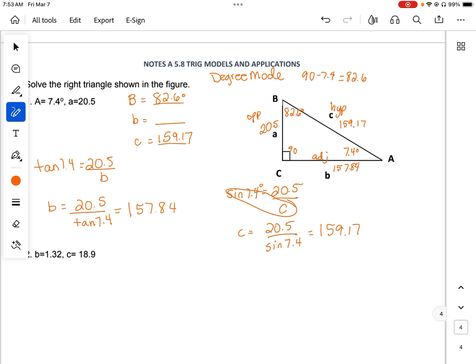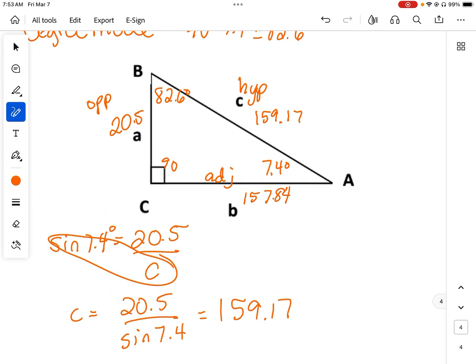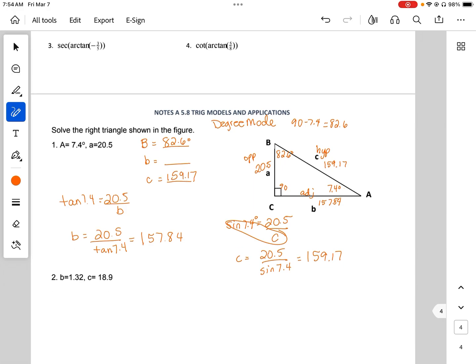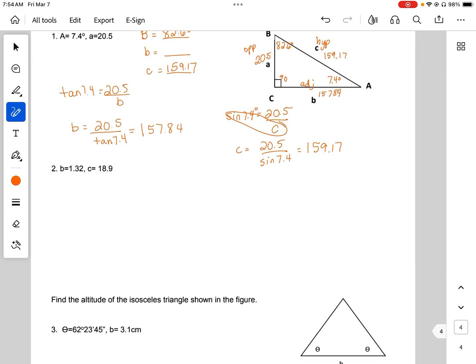And then a way to check is just to make sure that the sides opposite your biggest angles are the biggest sides. So like 90 is your biggest angle, so across from that is your biggest side. Then you go down from there. 82.6 is our next biggest, so across from that 157.84 makes sense. Then we have a really small angle, 7.4, across that is a really small side. So they're all relative to one another.